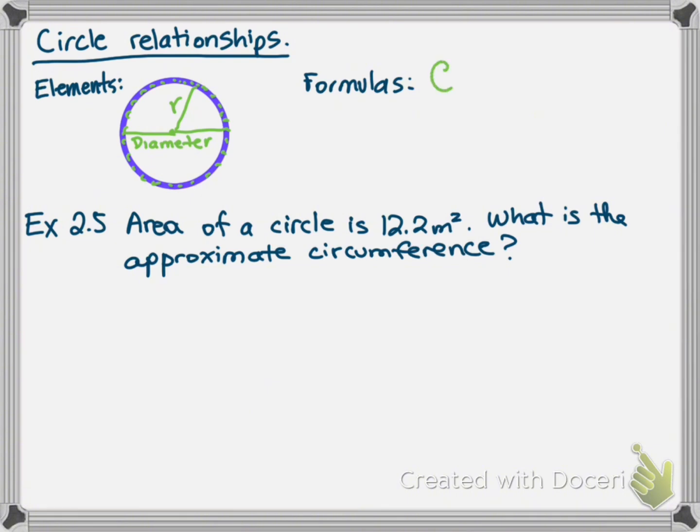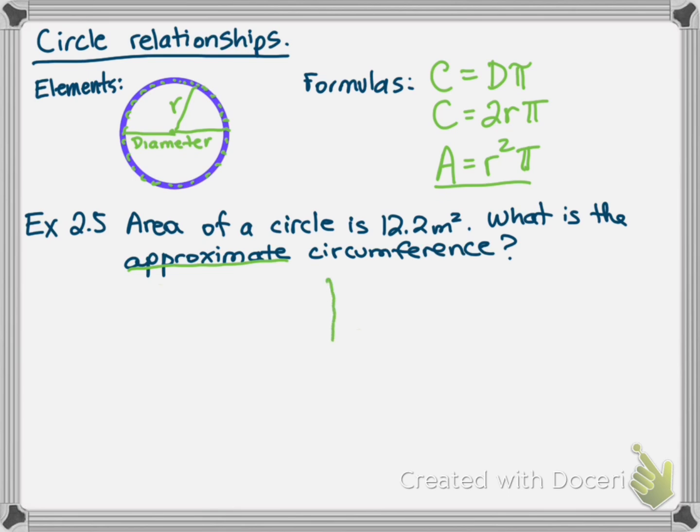And so the circumference equals diameter times pi. And remember that we find that by multiplying the diameter 3 times and a little bit more, 3.14. We also can do it in terms of the r, 2 r pi. And then finally, the area, which is radius squared times pi. So in this example 2.5, we're going to use these formulas and this relationship to find what they're asking. They say the area of a circle is 12.2 square meters. What is the approximate circumference?